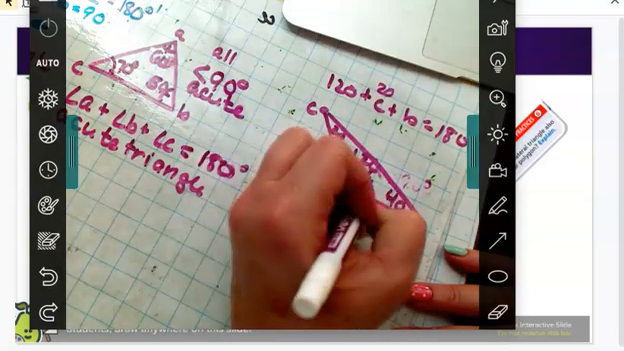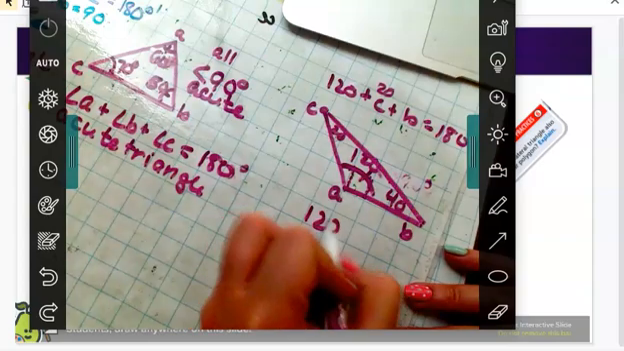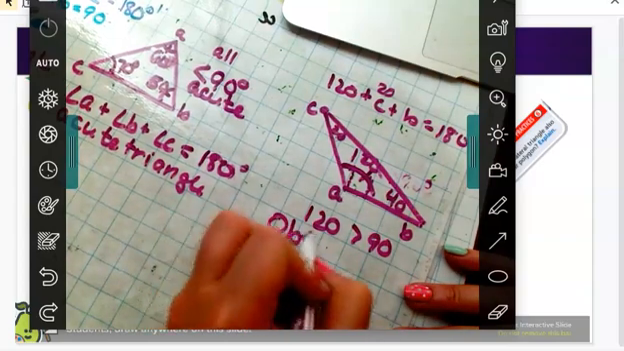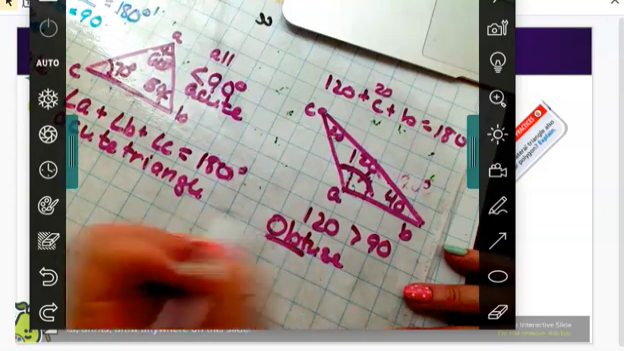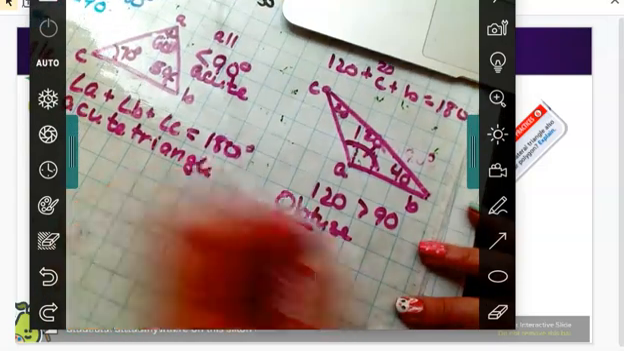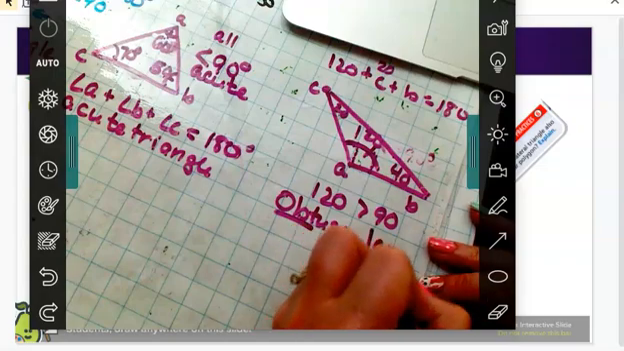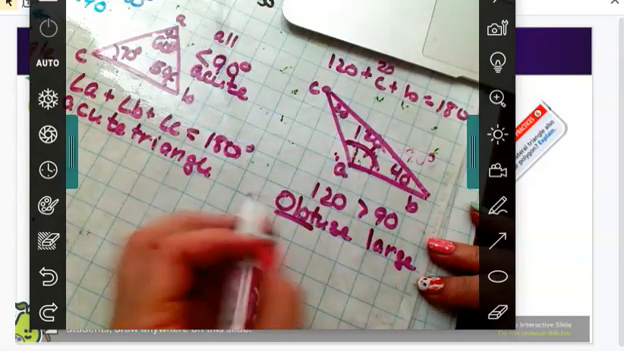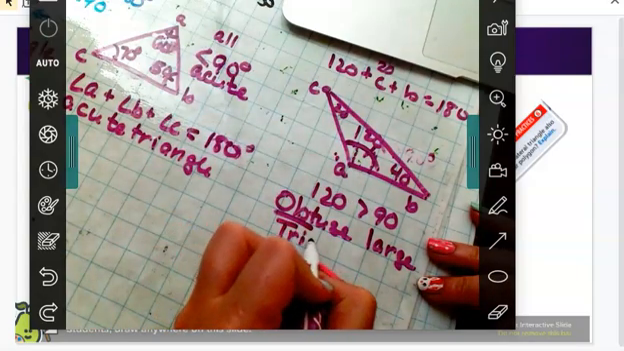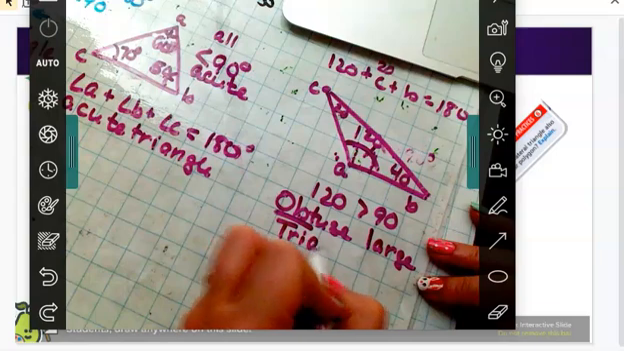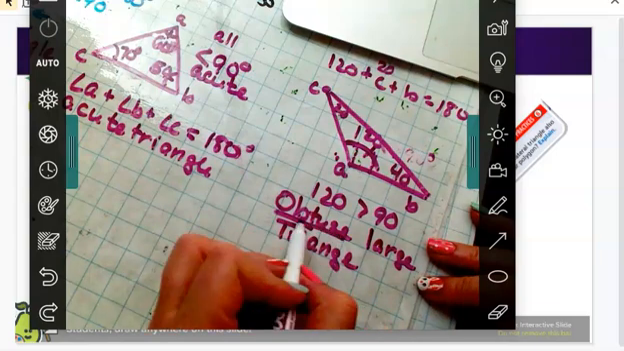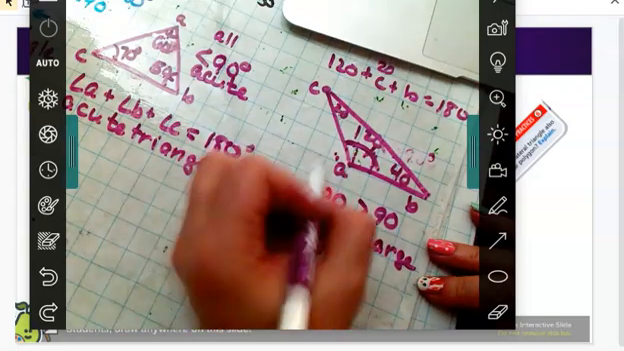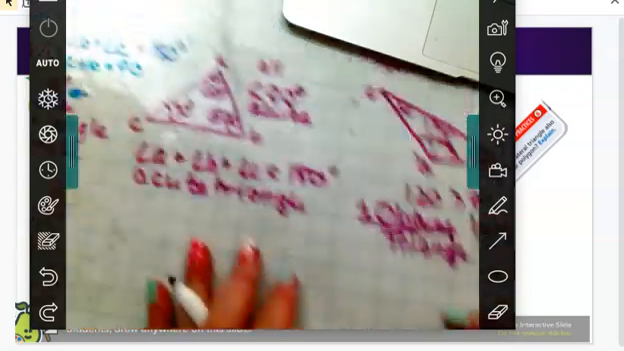But this huge angle that is more than 90 degrees, this 120, which is greater than 90 degrees, is called obtuse. It's coming from the root word ob, which we get out of obese, which means it's large. It's a large angle. And because there is just one of these inside this triangle, this becomes an obtuse triangle. So an obtuse triangle has one large angle greater than 90.